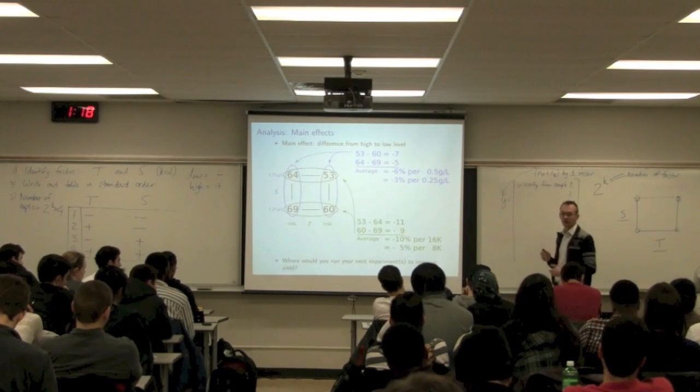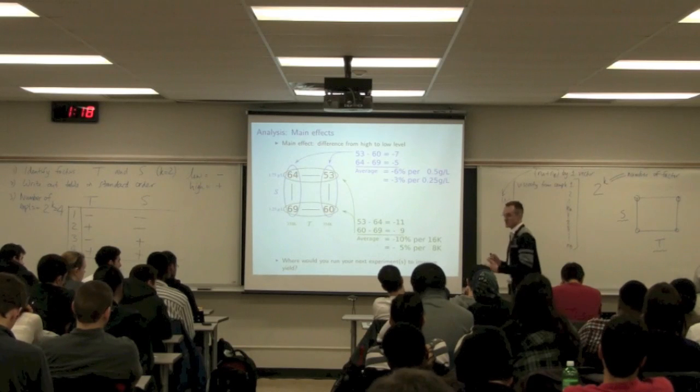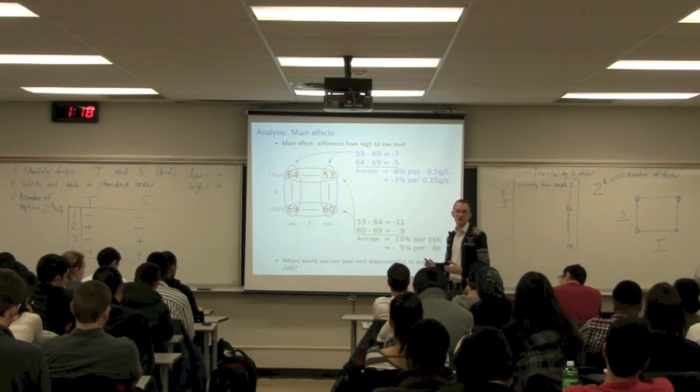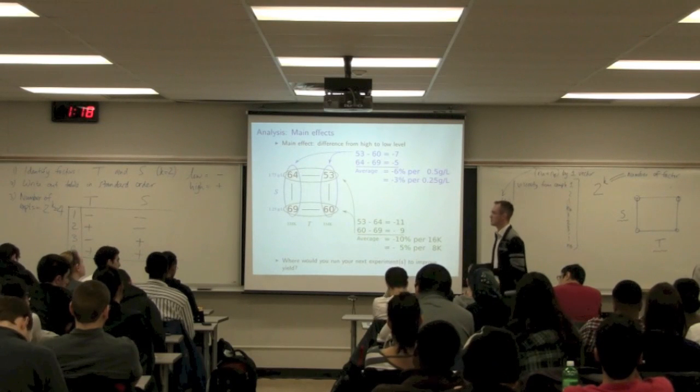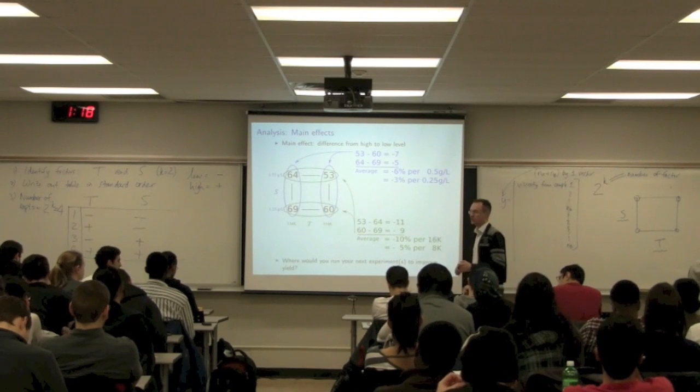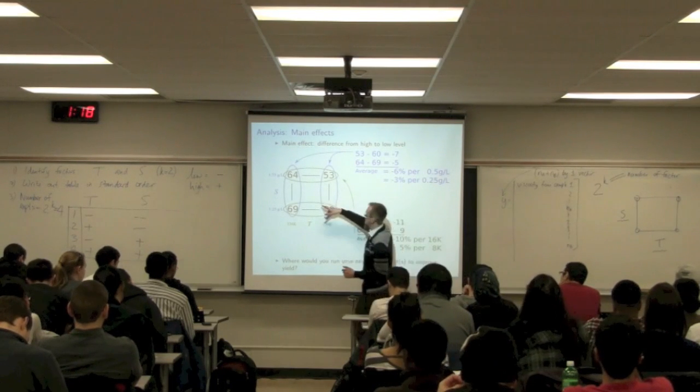This is why factorial designs are so efficient. They get the same amount of information that you get from your regular way of thinking, at much, much lower error with very little extra work. So we get two estimates of substrate.